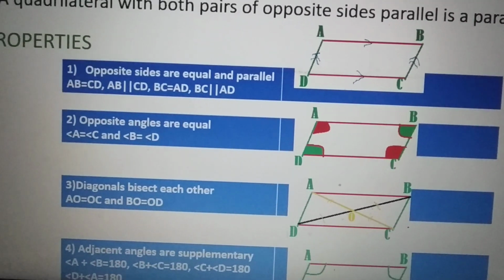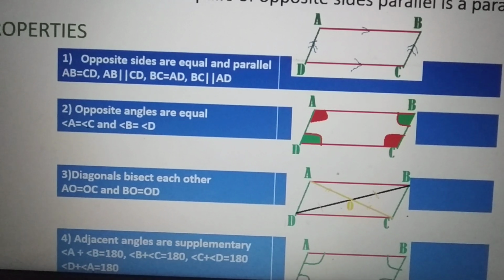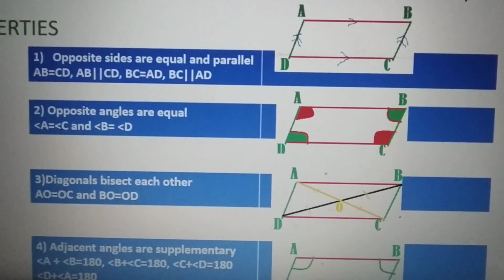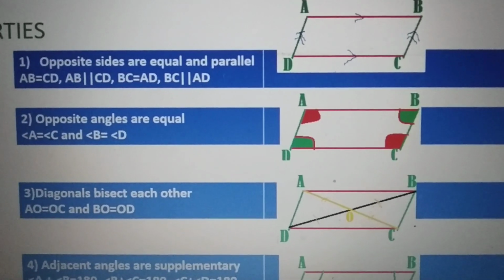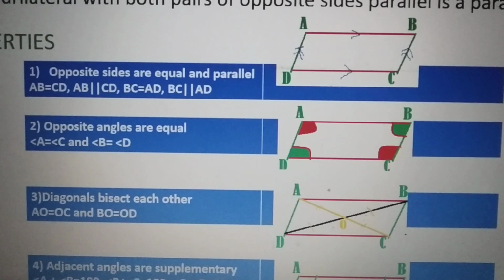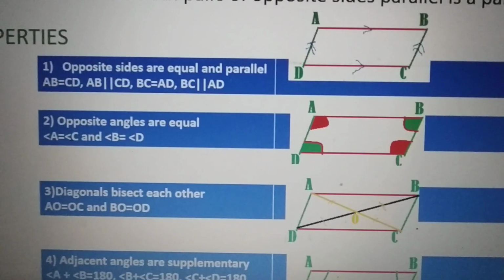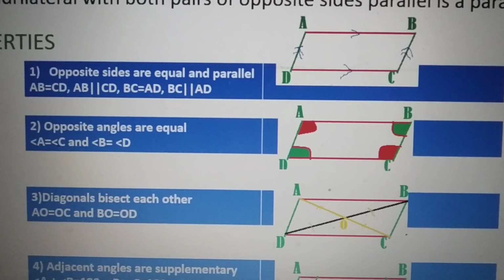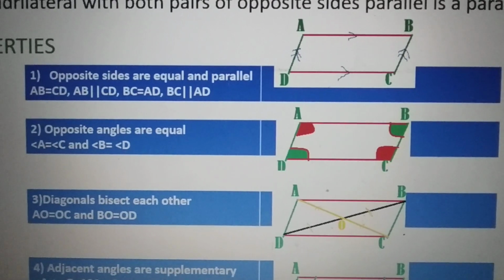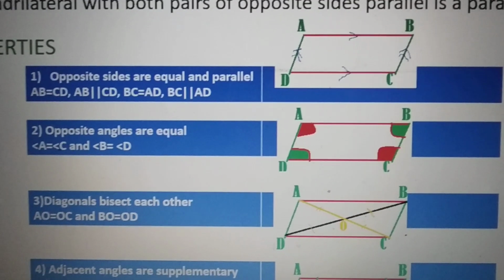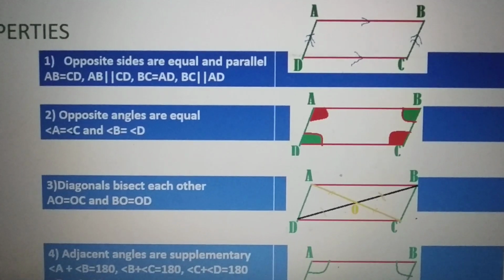So you can see in the given figure ABCD, AB is parallel to CD and AB is equal to CD. I have given the same colors for parallel sides. Red color denotes that both the line segments are parallel, and green color denotes the other pair of opposite sides are parallel. This is the first property.